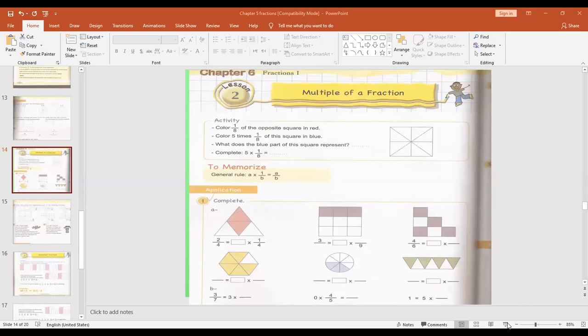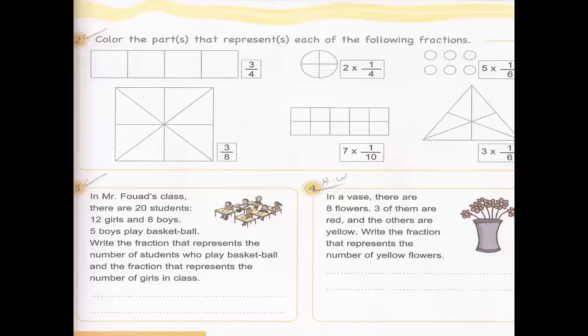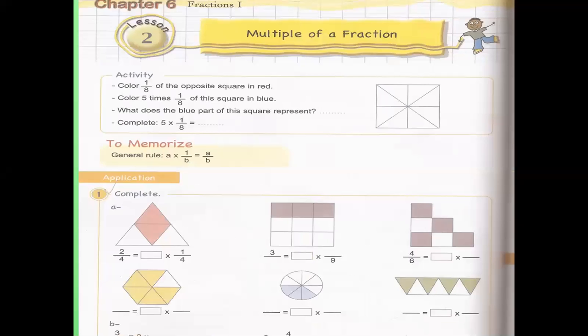Fine. Today we will continue the second lesson in this unit. It's about multiples of a fraction. So our lesson today is about multiples of a fraction, lesson 2 in this unit. In this lesson, we will learn how to multiply a number by a fraction. For example, how do we multiply 5 times 1 over 8? 5 by the fraction 1 out of 8.